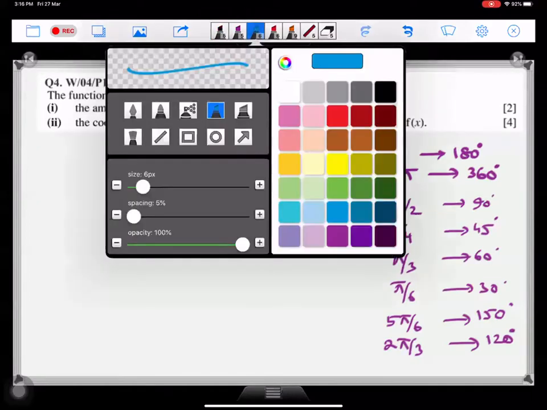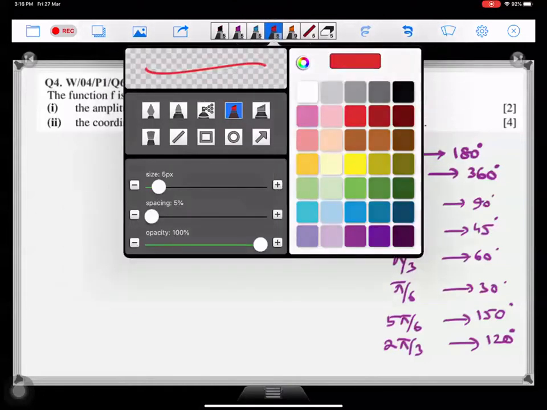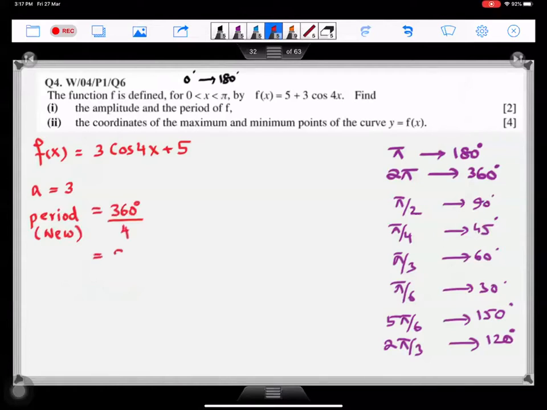And then what are they asking? The amplitude and the period. So f(x) is 3 cos 4x plus 5. If I'm asking about the amplitude, the amplitude is 3. What would be the period? The new period is 360 degrees divided by the coefficient of x. That comes out to be 90 degrees.